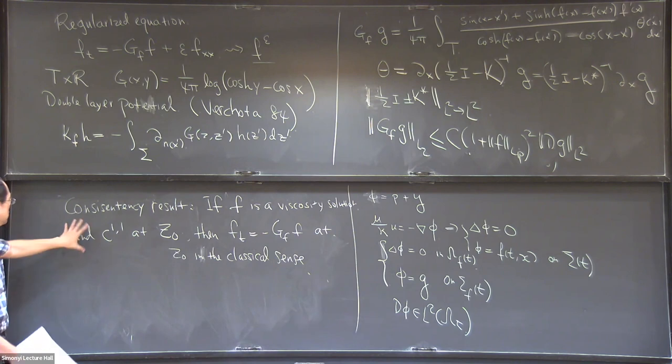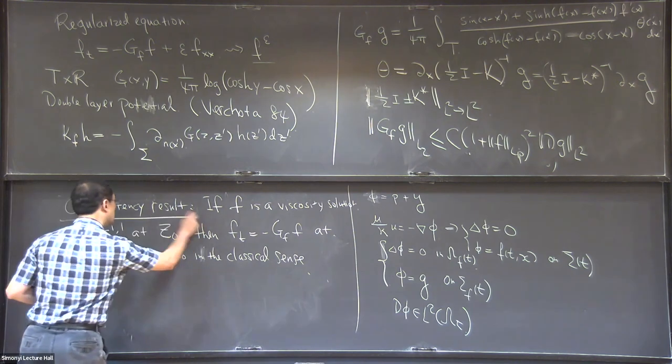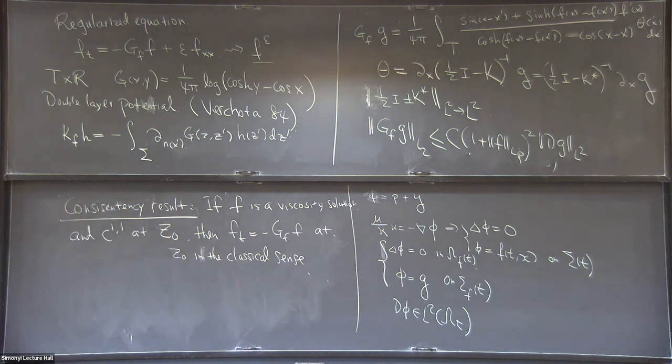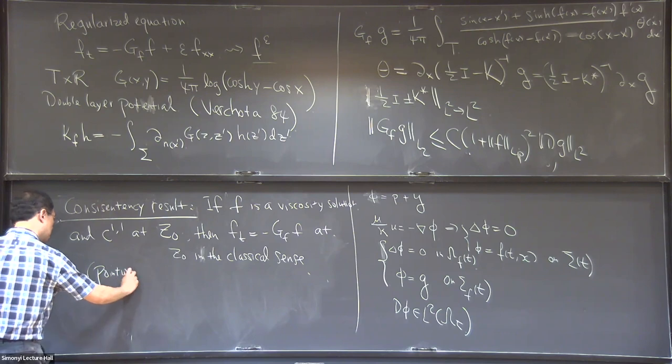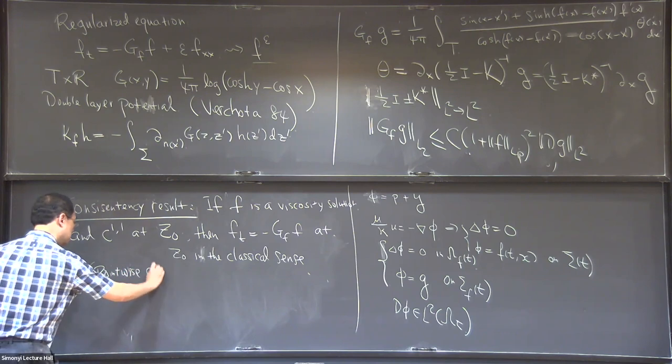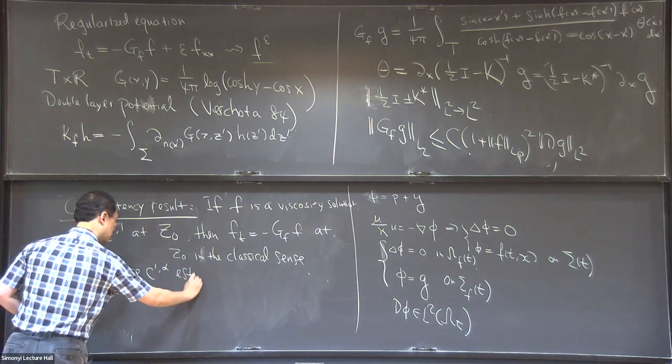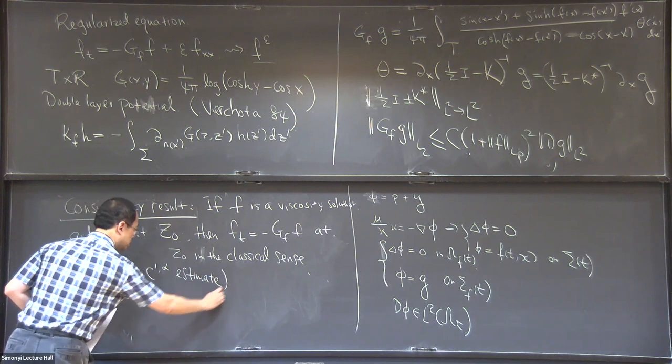So to prove this consistency result, the proof relies on the following pointwise C^{1,alpha} estimate. So here's the lemma, which is the pointwise C^{1,alpha} estimate. So let me state this result.